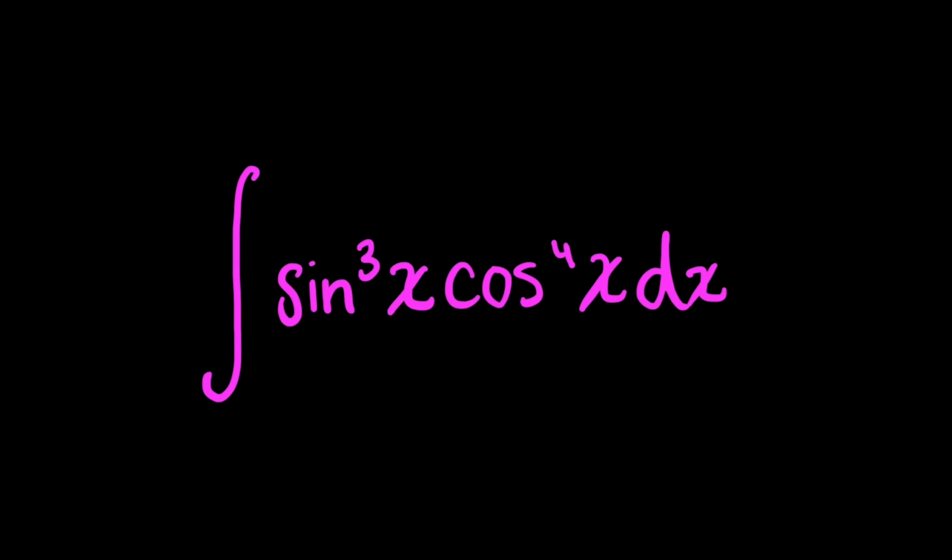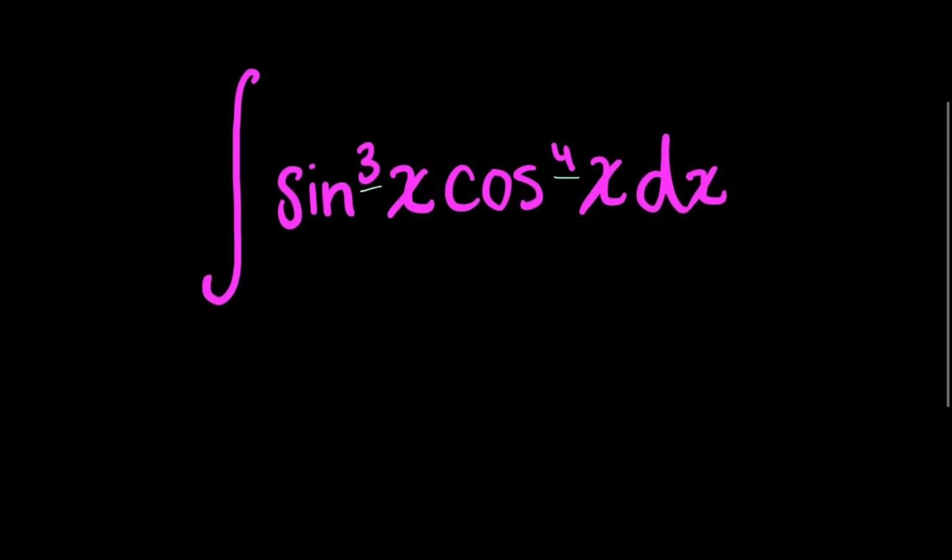So the first thing I noticed with this integral is that my sine is raised to an odd power, and my cosine is raised to an even power. So what this tells me is that I could factor one of those sines out so that I end up with sine x times sine squared x times cosine to the power of 4x dx.